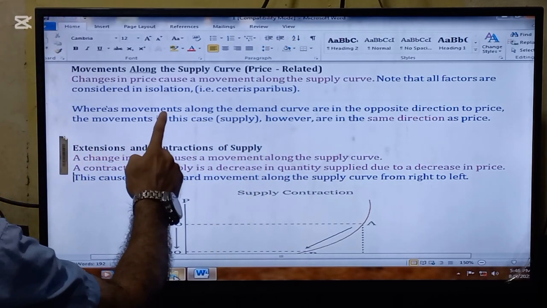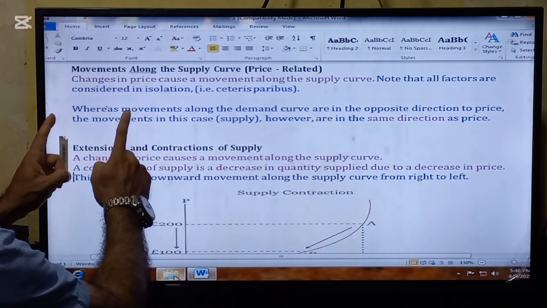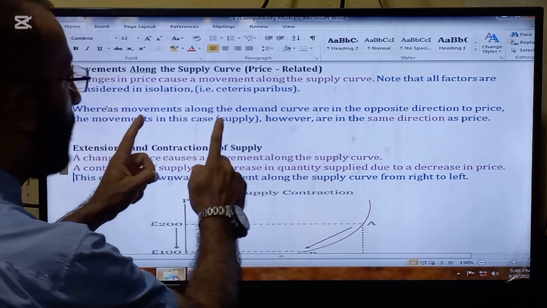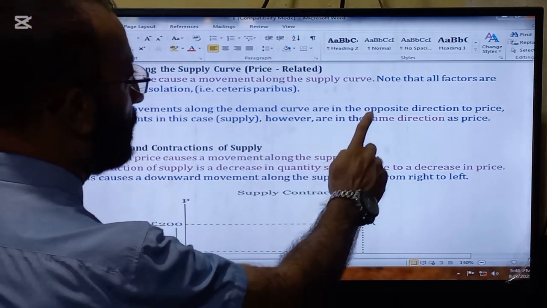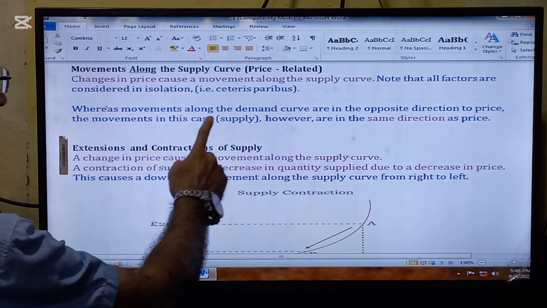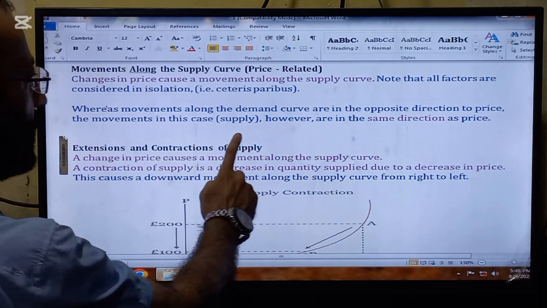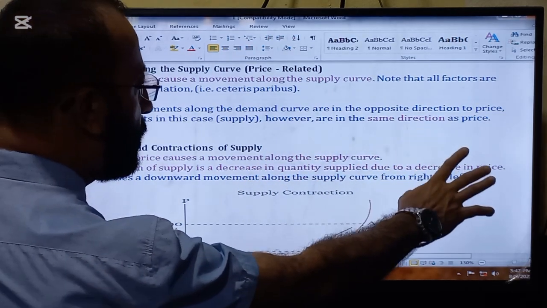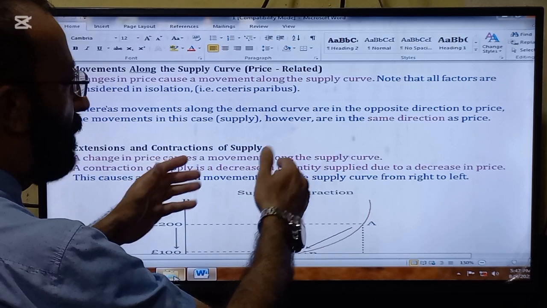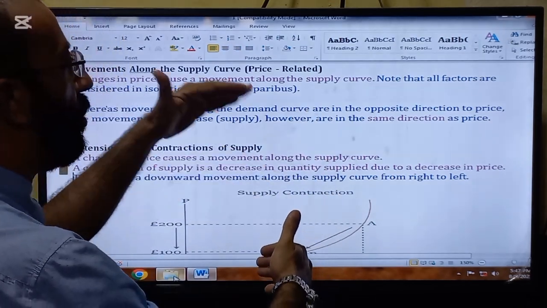Changes in the price cause a movement along the supply curve. So this is the price which is responsible; whenever it is changed, there is movement along the supply curve. Note that all factors are considered in isolation, that is ceteris paribus, whereas movements along the demand curve are in the opposite direction to the price. So in the case of the demand curve, when the prices go down, the quantity demanded will go up.